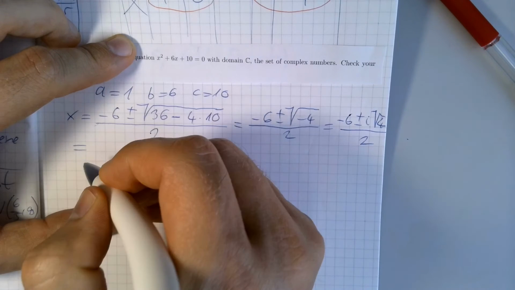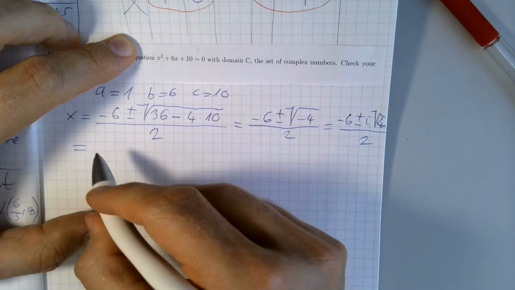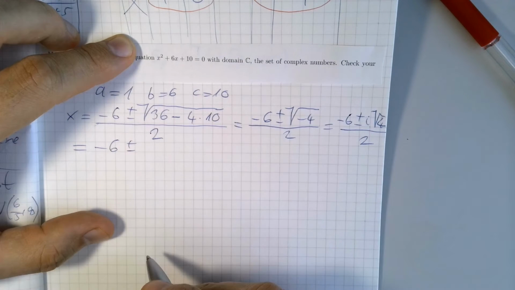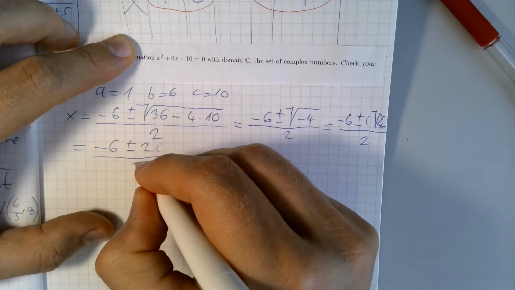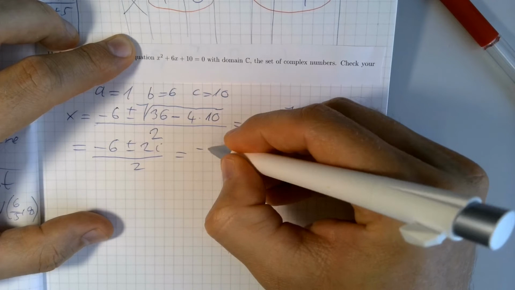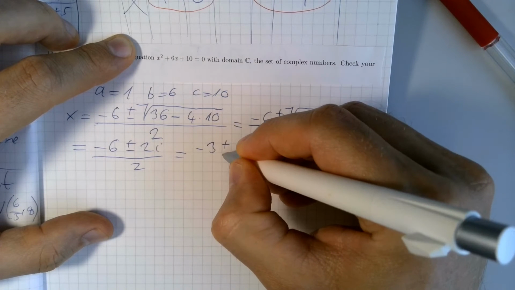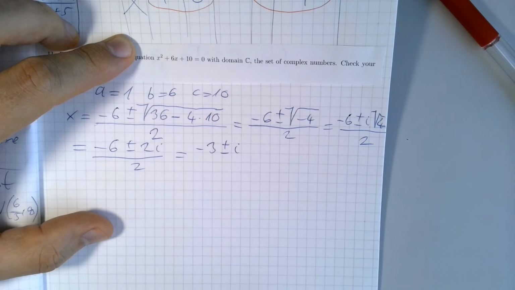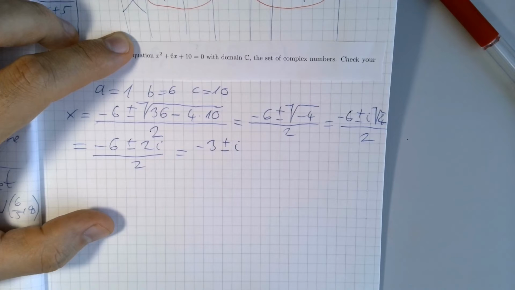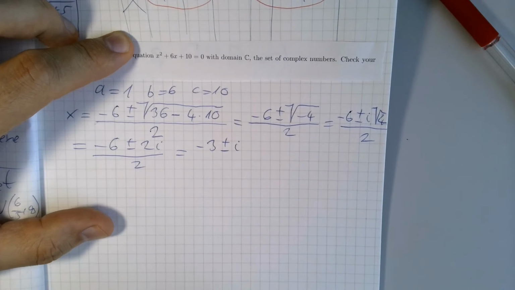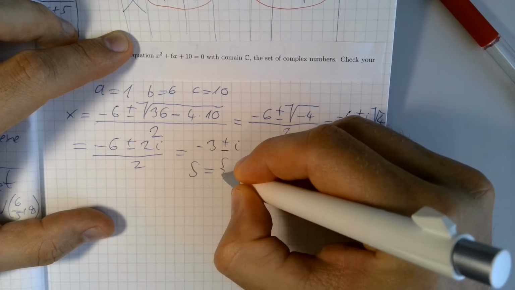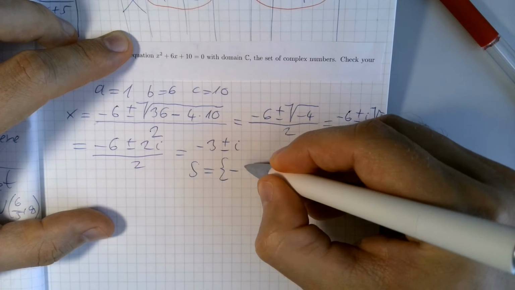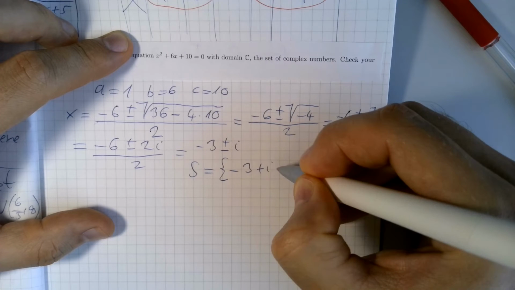And that is, well, it's coming out quite nice, because this is minus 6 plus and minus 2 times i divided by 2. So I have negative 3 plus and minus i. Okay, so these are the two solutions. And you can even write what is the solution set. Well, there are two, so I can enumerate them in the curly braces.